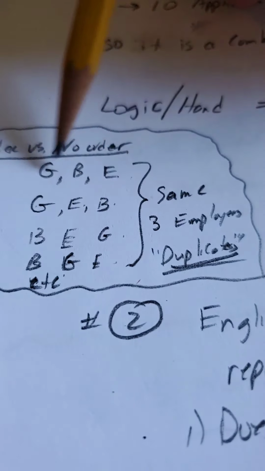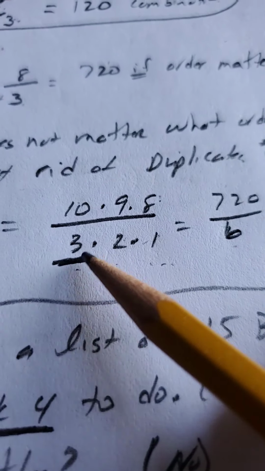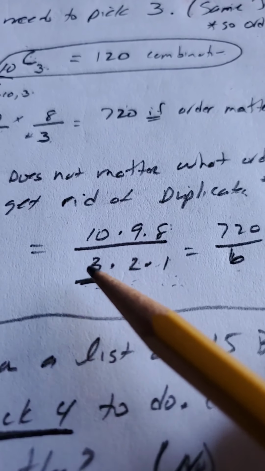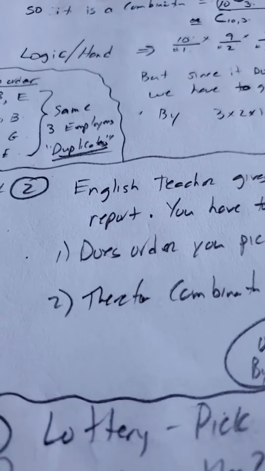So we have a lot of duplicates we got to get rid of, and you get rid of those duplicates by doing 3 times 2 times 1. If there were 4 workers, you would divide by 4, 3, 2, 1. Okay, hope that explanation kind of helps.